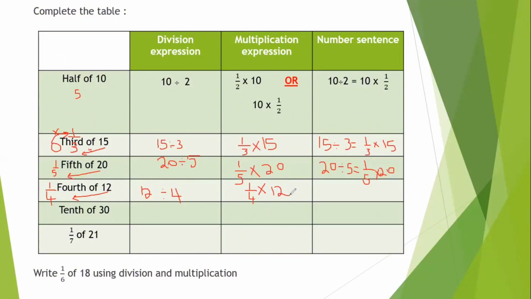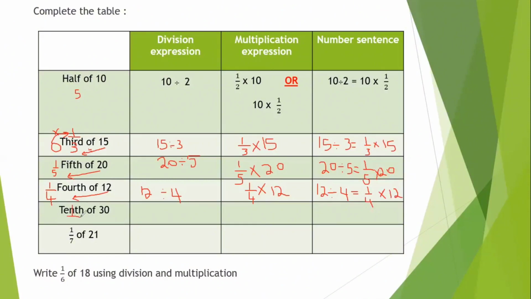Quarter of 12. We said the quarter can be half of half. What is half of 12? 6. What is half of 6? 3. So the quarter of 12 is 3. So the number sentence will be 12 divided by 4 equals the same answer if I multiply the quarter by 12. It will be 3.